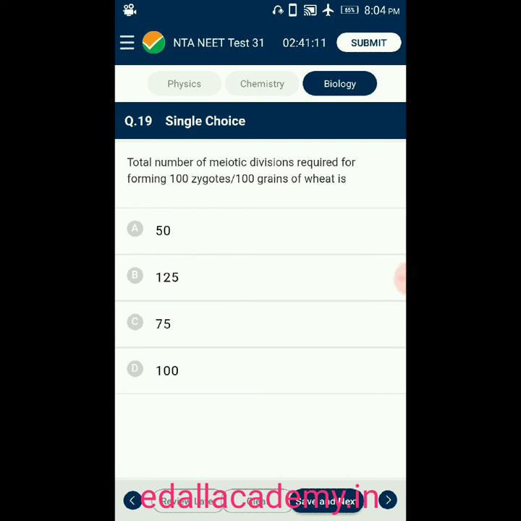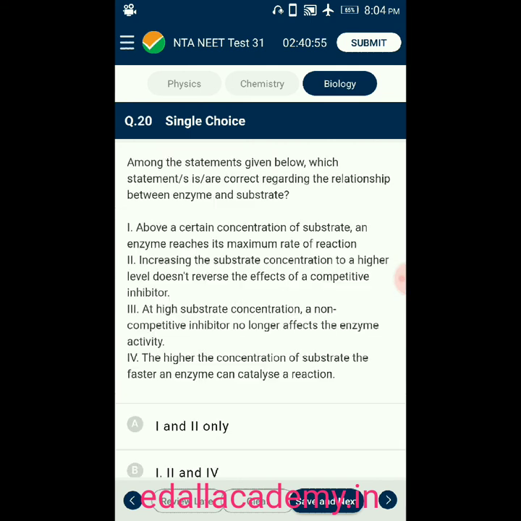Hence, the total number of meiotic divisions needed to form 100 zygotes is equal to 25 meiotic divisions in males plus 100 meiotic divisions in females. So, totally 125. The answer for this question is option B, 125. Question number 20. Among the statements given below, which statement is correct regarding the relationship between enzymes and a substrate?